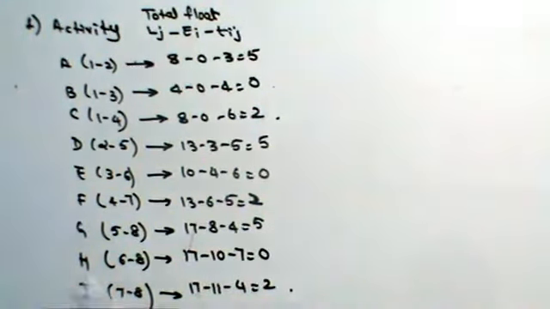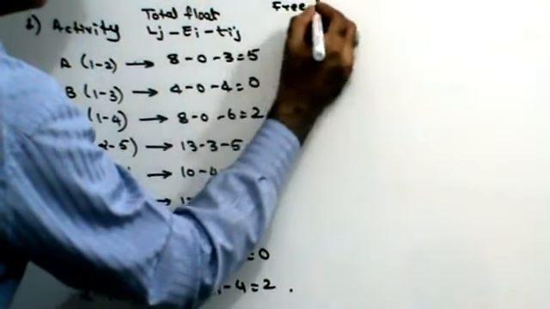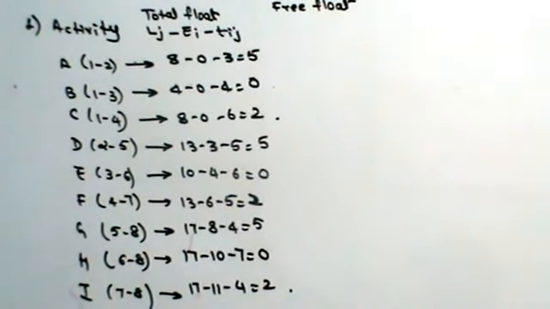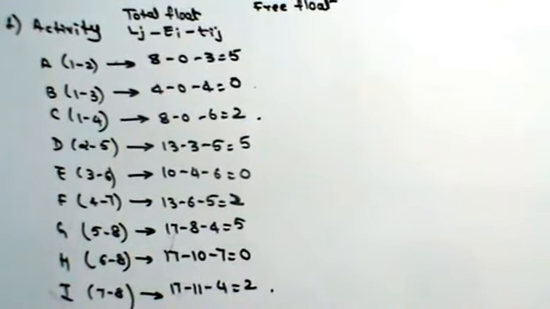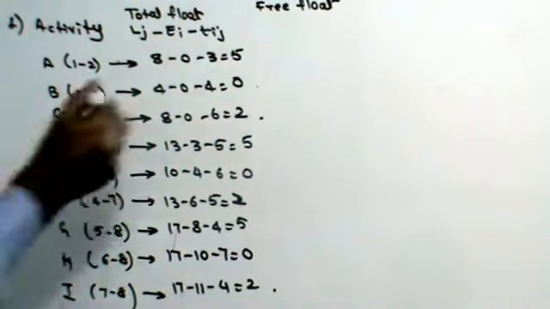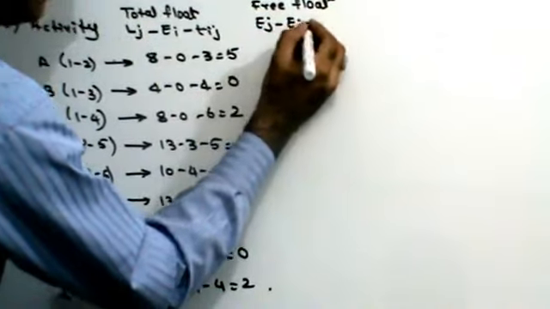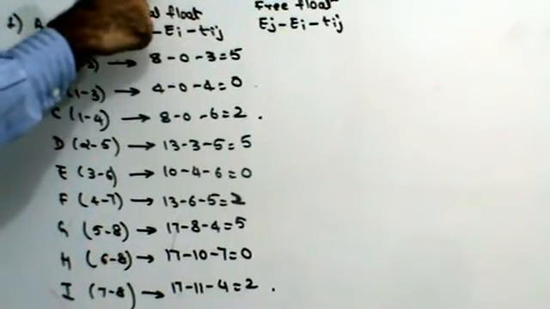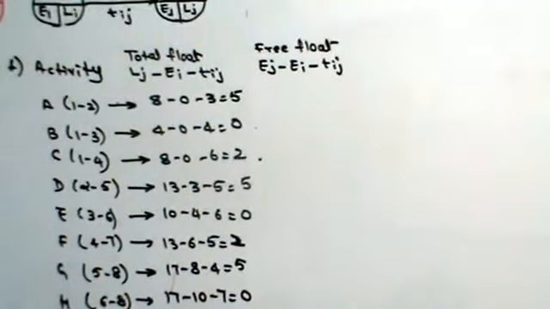Next, let's find the next kind of float, which is called free float. What do I understand by free float? It is the amount of time by which the completion of an activity can be delayed beyond the earliest finishing time. I have to finish an activity in say 6 days. By how many more days can I delay it and yet finish my project in time? That is free float. Free float is given by the formula Ej minus Ei minus Tij.